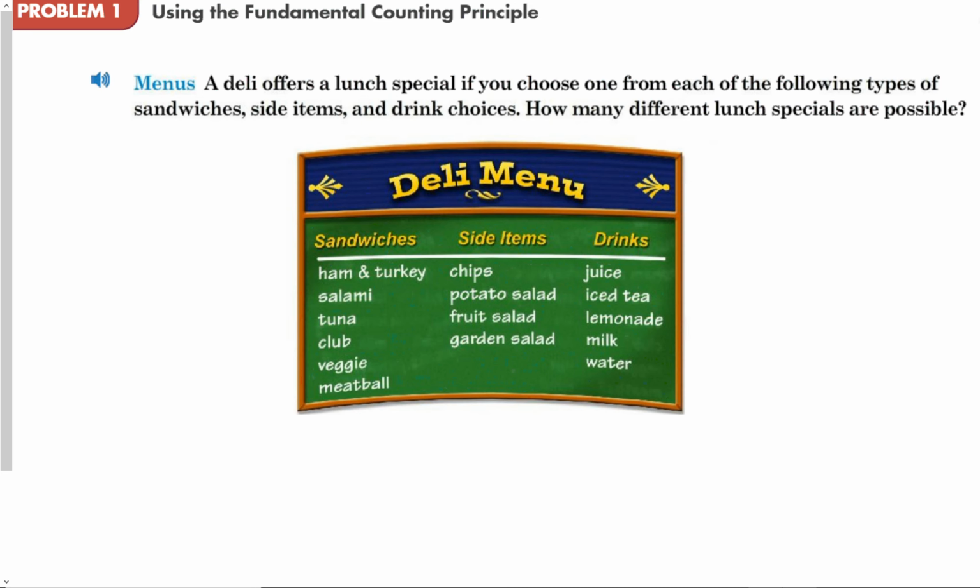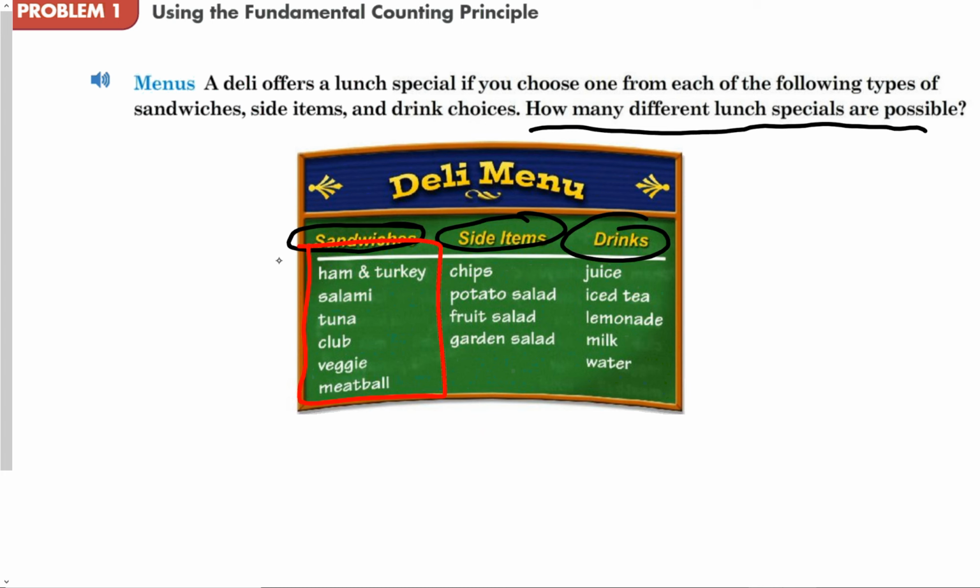Let's take a look at problem number 1. Here we have the lunch special again, but this time we have 3 choices: sandwiches, side items, and drinks. We want to figure out how many different lunch specials are possible. How many choices of sandwiches do I have? 1, 2, 3, 4, 5, 6 different ways. Then my side items: how many choices do I have? 1, 2, 3, 4 different ways. And then my drinks: how many choices of drinks do I have?